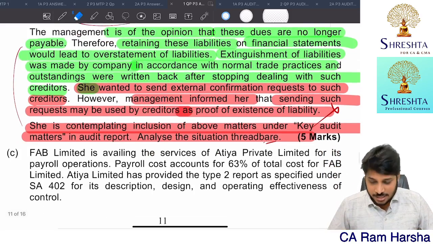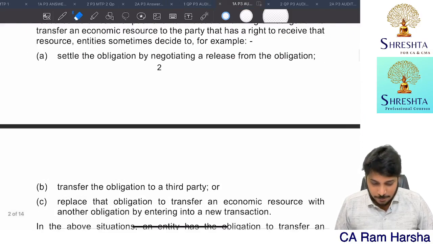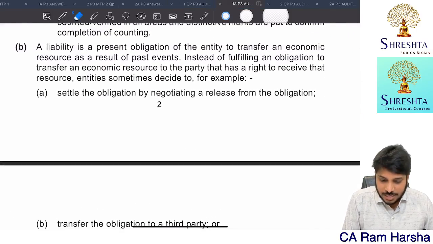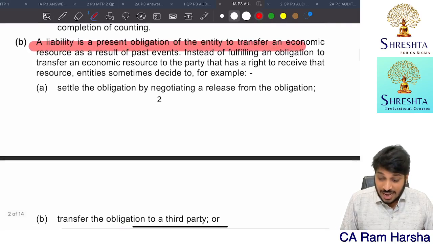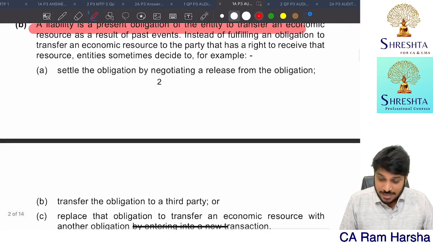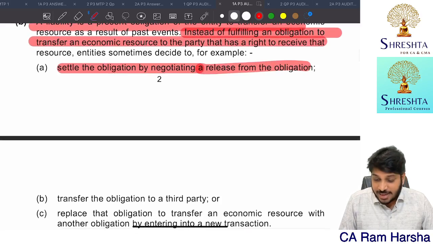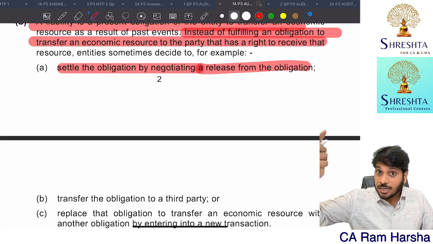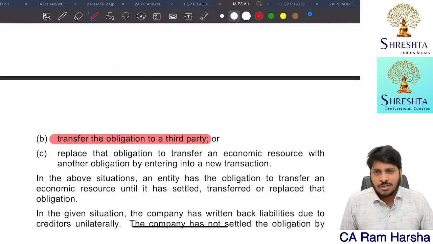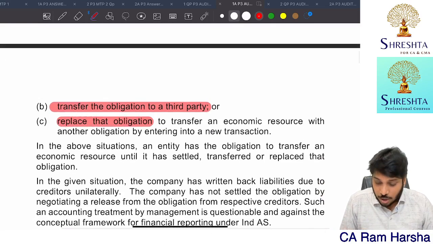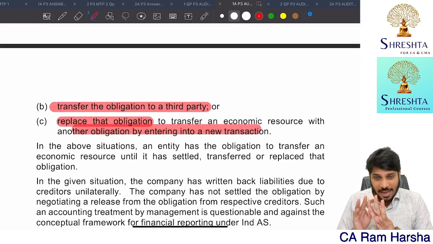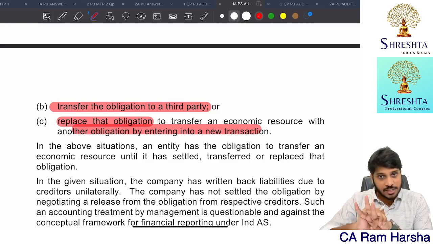In Ind AS, they have given an Ind AS related answer. You see here, a liability is a present obligation. A liability can, instead of fulfilling the obligation, be settled by negotiating a release from the obligation, which means the third party should waive it, transfer the obligation to some other party, or replace that obligation with a new obligation. A liability can be settled with any of these three methods.